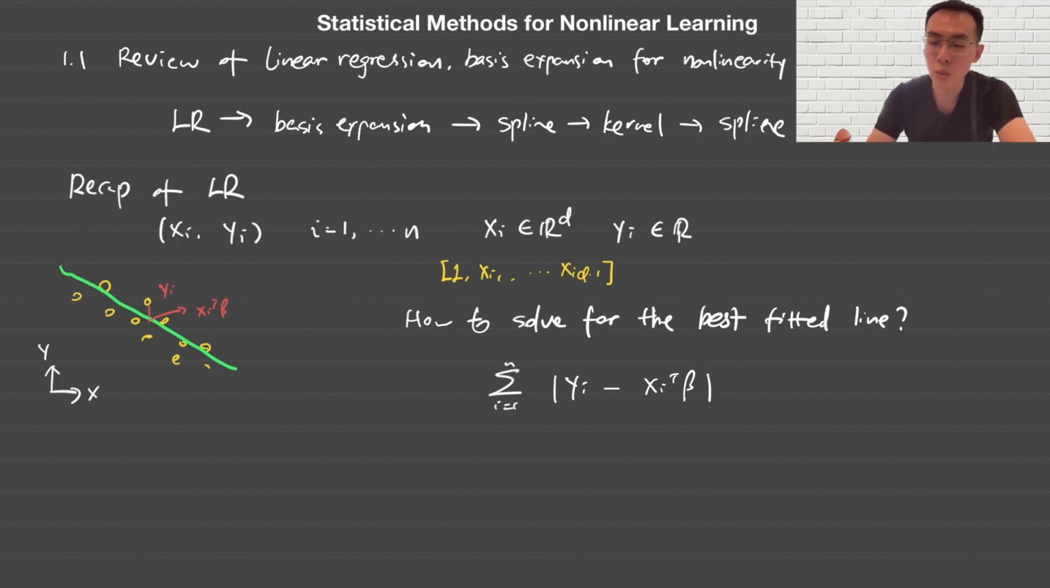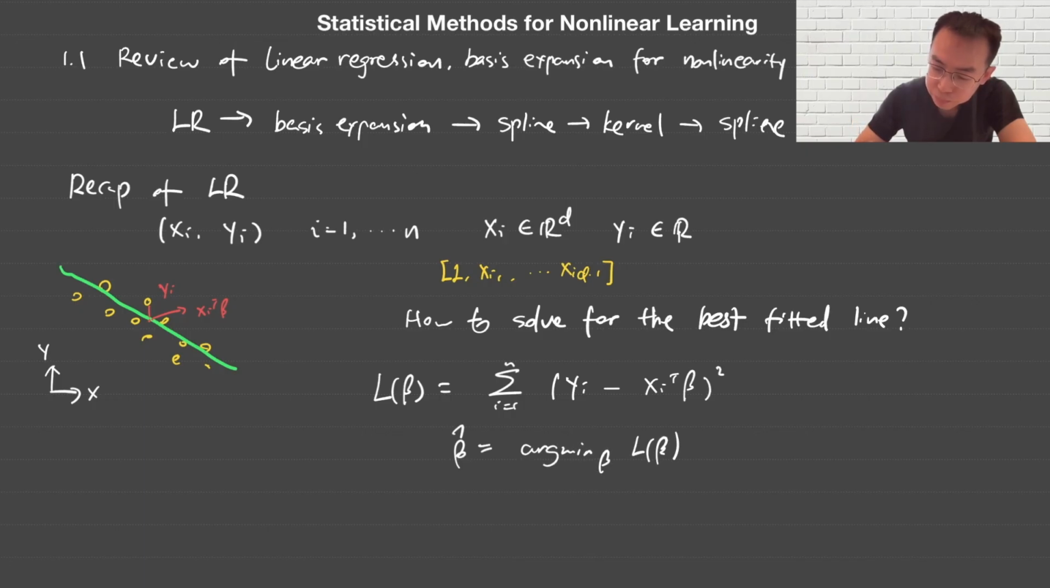But usually we don't like to deal with absolute values because they are very difficult to differentiate. So what we usually do is that we just replace that with a square. So that makes differentiation way easier. Let's call this L of beta. That's the objective function we want to minimize. And then, so how do we solve for this? We want beta hat to be the minimizer of L of beta. So that's our goal here.